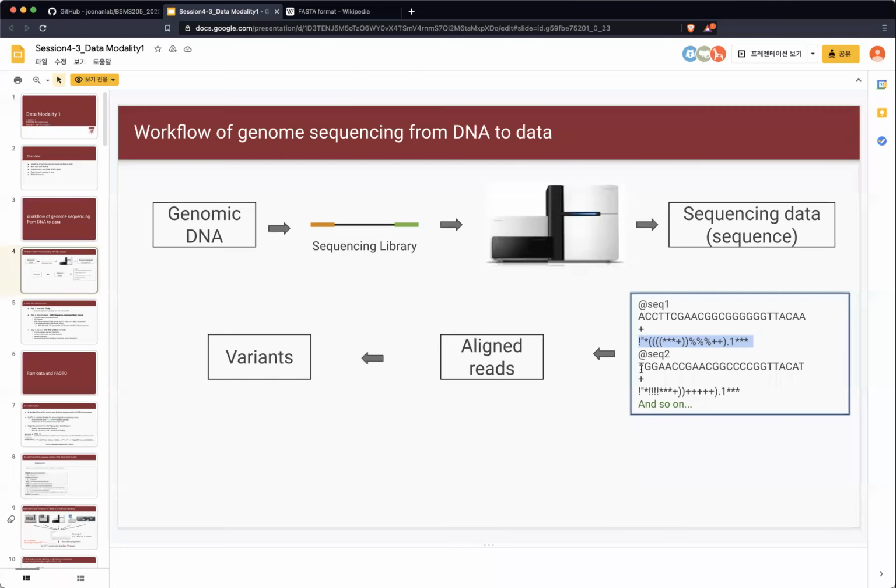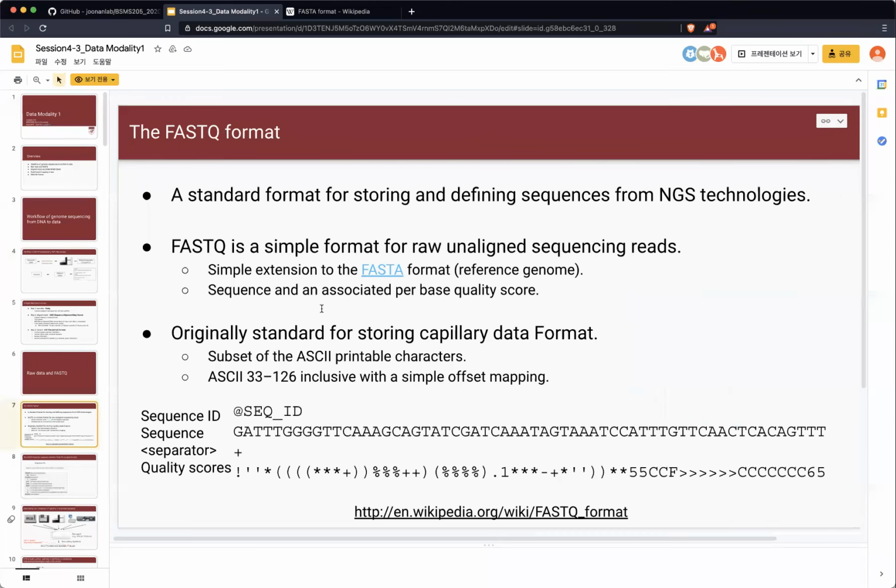But Fastq is different. Fastq has the quality information, the sequence and associated per base quality scores, right? So it has the ID here, the sequence information here, the separator, and the quality scores. Each symbol corresponds to an individual nucleotide in the sequence line. So Fastq has the quality information; it is FASTA with quality, so we shortly call it Fastq.